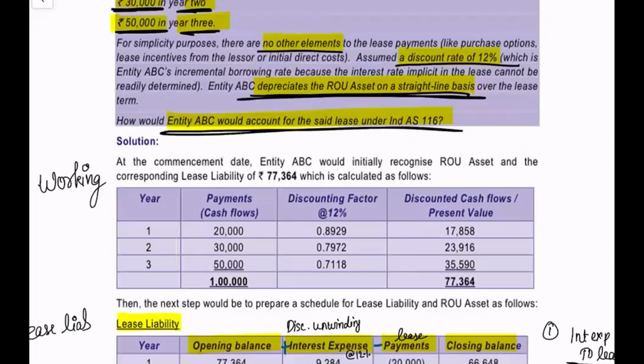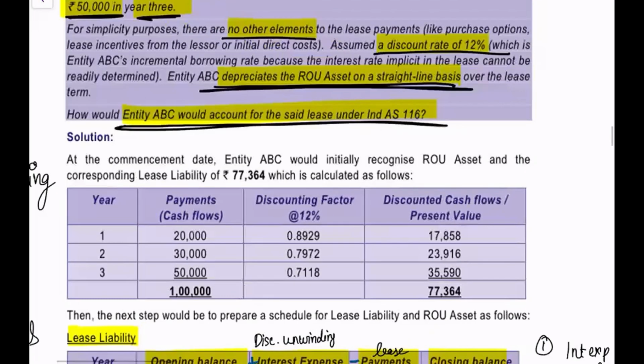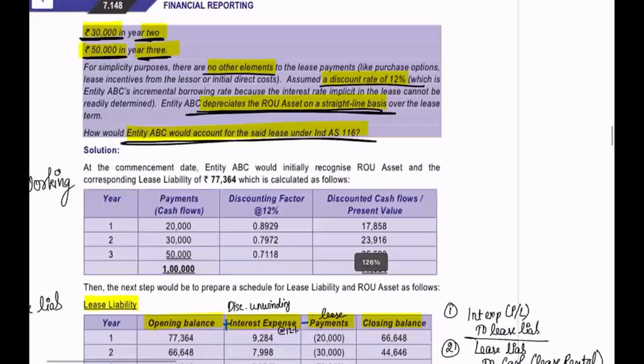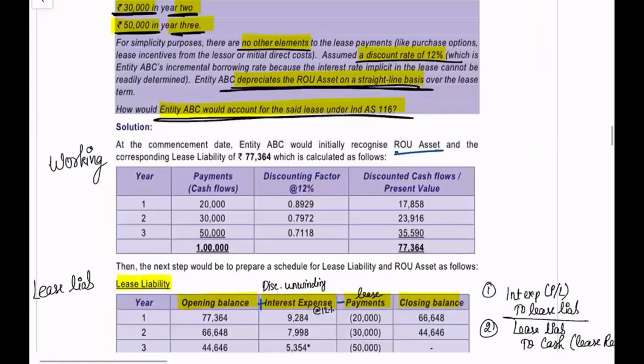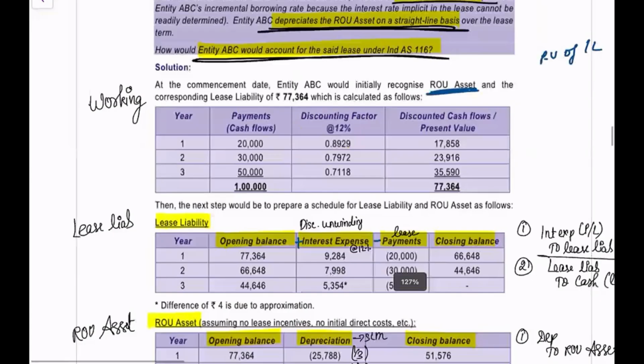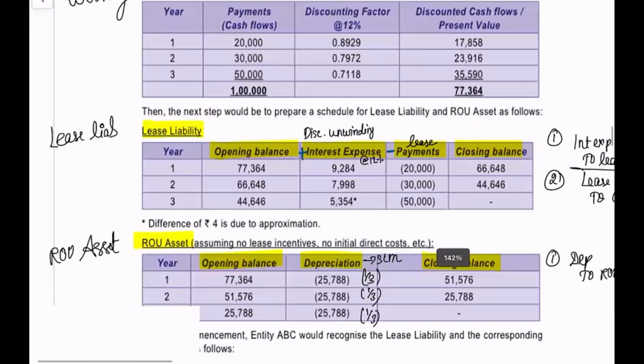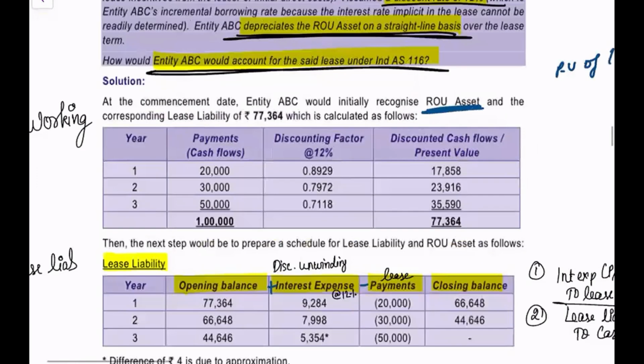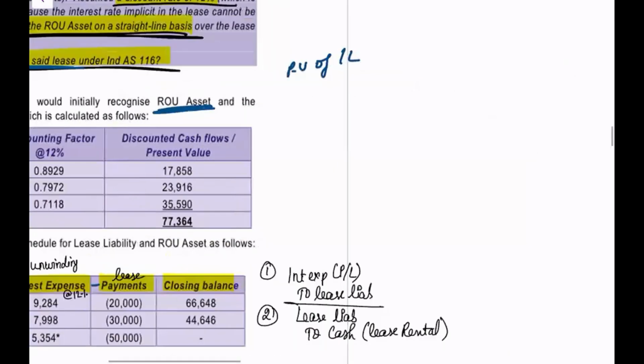Okay. So this is what they have first found out. First they have found out your ROU asset, or what we can call the present value of lease liability. Okay. Here now they are asking how would you account it in the lease. So every year how are you going to account it is what we are going to understand.